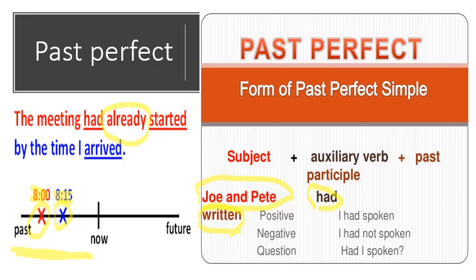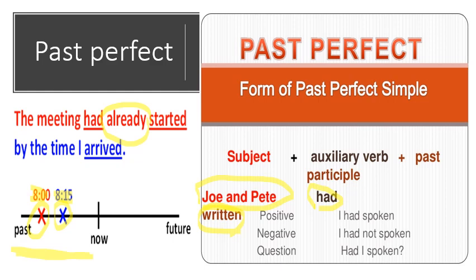And if you look at the positive, negative, and question forms: I had spoken, I hadn't spoken, had I spoken? This is how you create a question or change your sentence into the negative form.